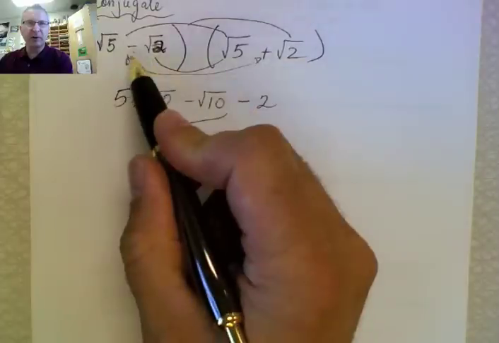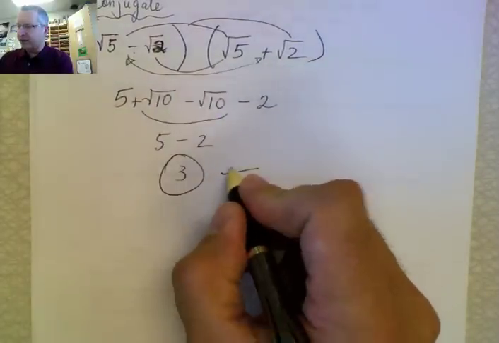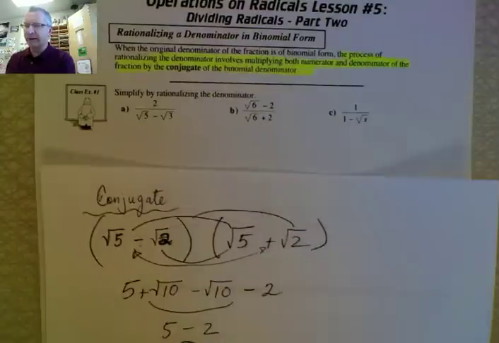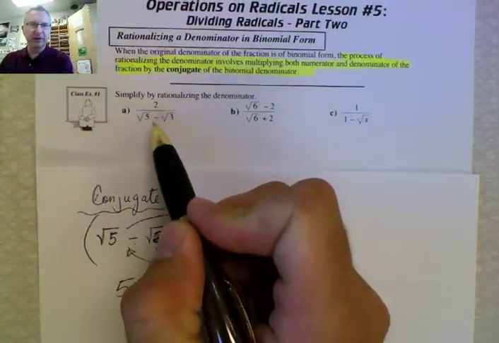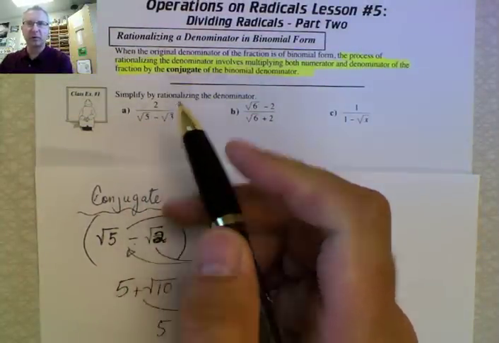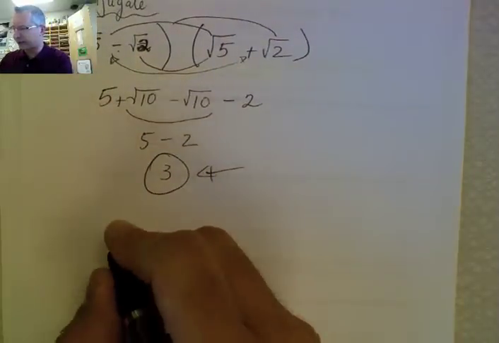So when you multiply by the conjugate, you end up eliminating the radicals and you end up with some kind of whole number answer, which is what we want to do in a question where we're dividing and rationalizing the denominator. We want to get rid of the radicals in the denominator and end up with no radicals at all.